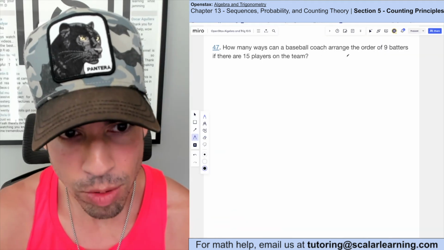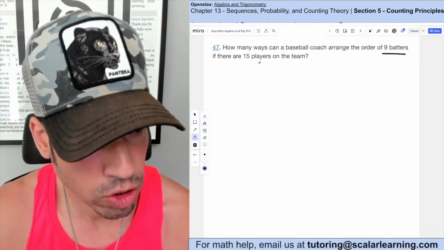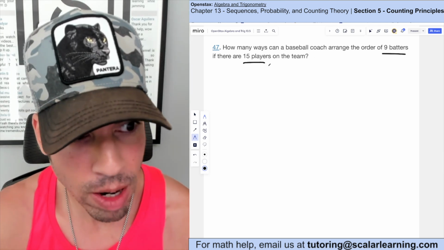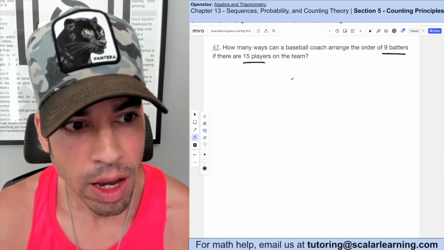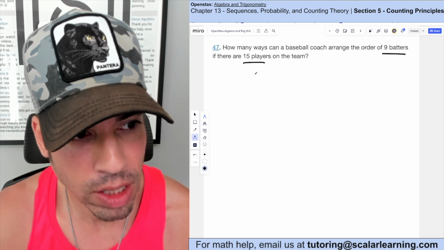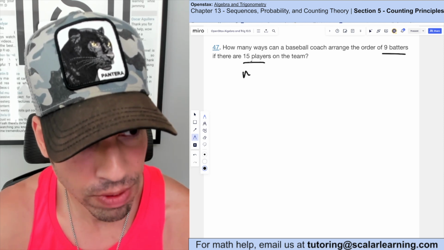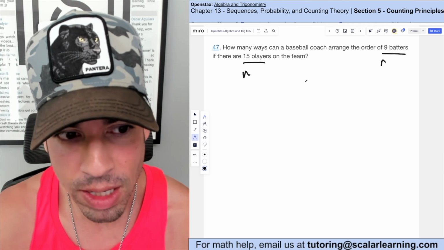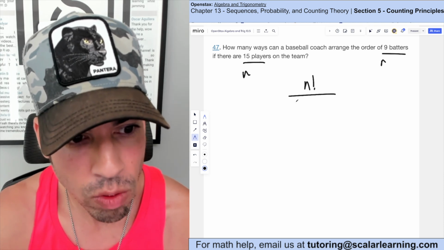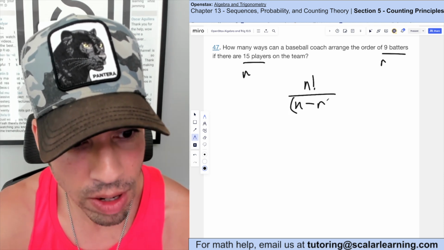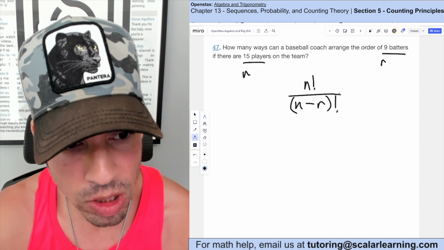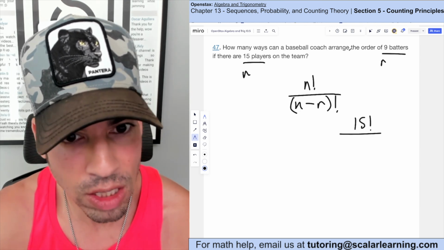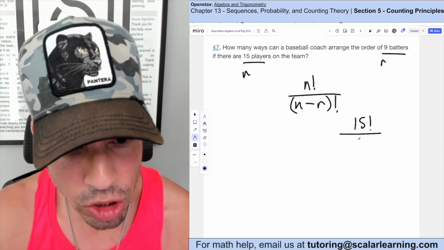Done. How many ways can a baseball coach arrange the order of 9 batters if there are 15 players on the team? So this is a permutations question, right? Because we care about the ordering. All we have to do is identify the n, which is 15, that's the total, and the r, which is the number we're choosing. Remember that the formula is n factorial over n minus r factorial. So this is just for a permutation. So we're going to have 15 factorial over n minus r. That's 15 minus 9, which is 6 factorial.